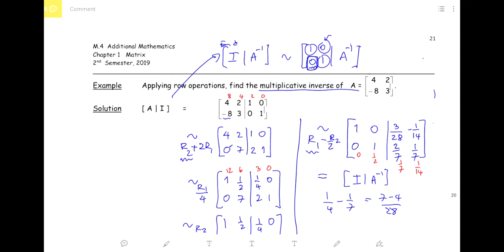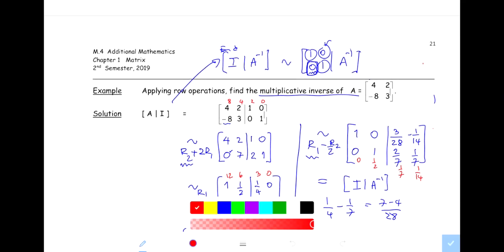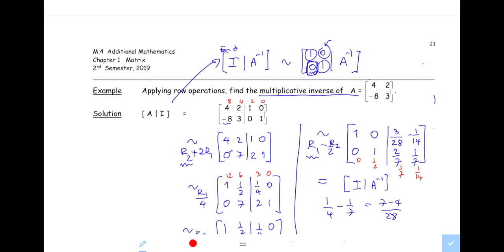Okay, I'm not going to do it for you, but you can try it at home. You multiply this A with this A inverse. This is your A, and this is your A inverse. You can test it at home. If you do A times A inverse, you need to get I, right? Try to do it at home.